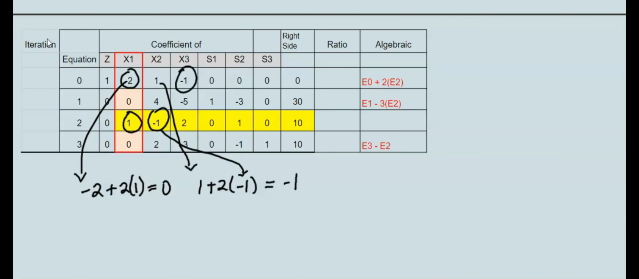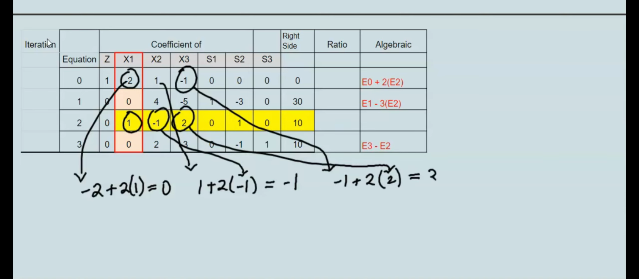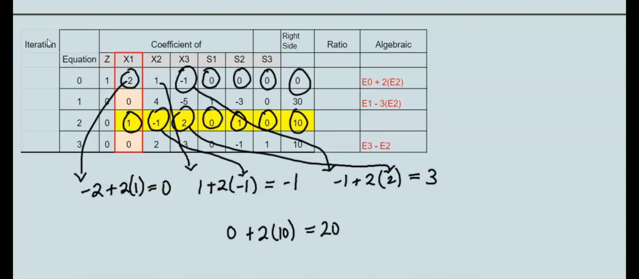Then I have negative 1 plus 2 times, and this row will give us 2. So that gives me 4. 4 minus 1 is 3. This one becomes 0 and 0, so that's good. 0 plus 2 times 1 is 2. 0 and 0, that's good. We have a 0 and 10. So 0 plus 2 times 10, that should give us the 20 right there.